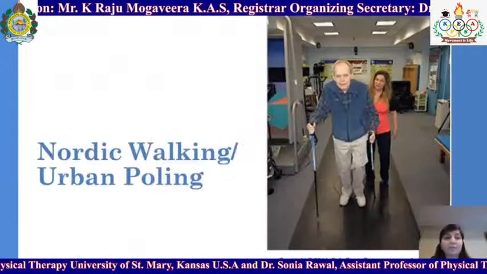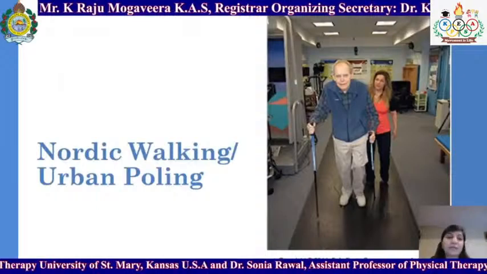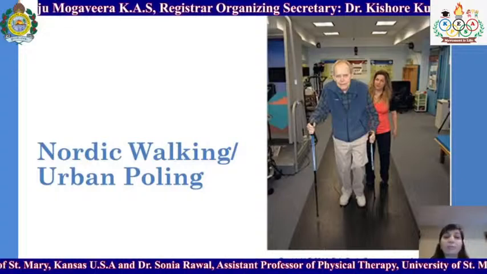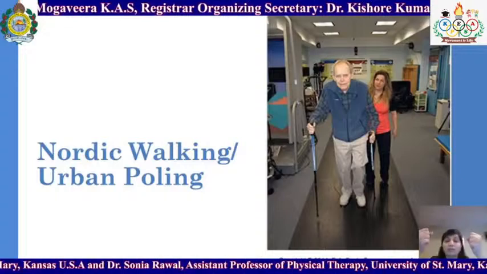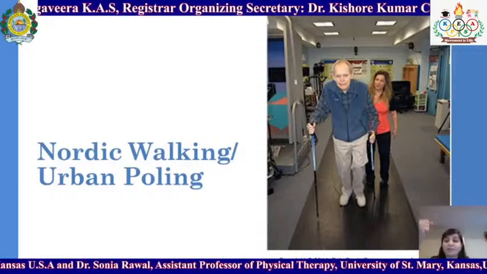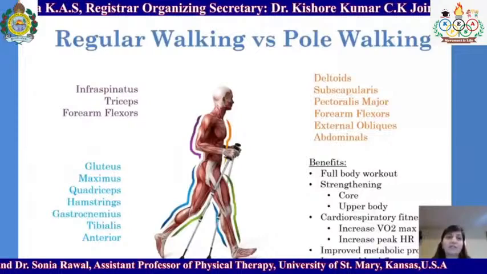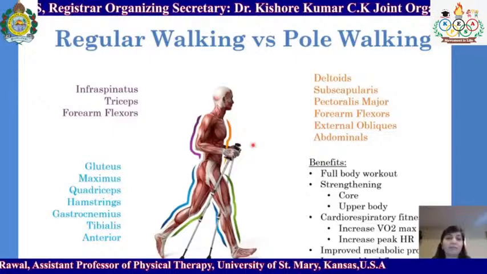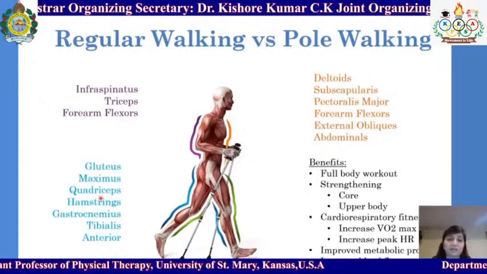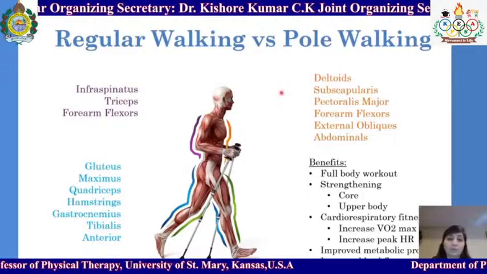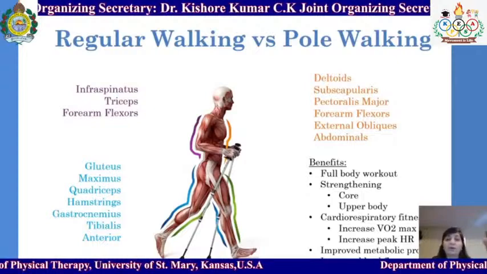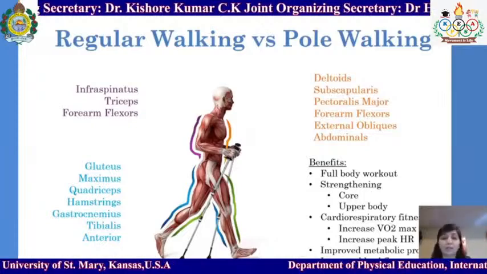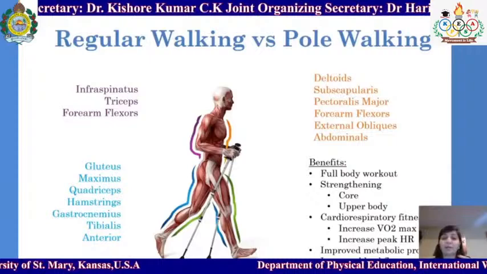Another program that is very popular in the United States and Canada, as well as in Australia, is Nordic walking or urban poling. So they have these poles, and they take the help of these poles and then they walk. It has been found that if you do pole walking, there are many different muscles in your body that are active while you walk with the poles. You are holding these poles and pushing the poles on the ground as you're walking forward. So you're working your upper body as well as the lower body.